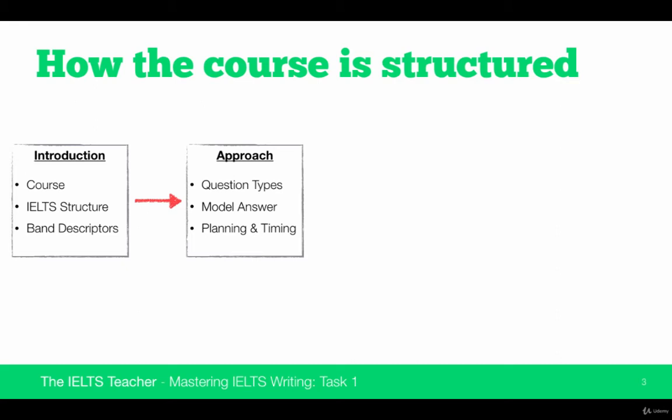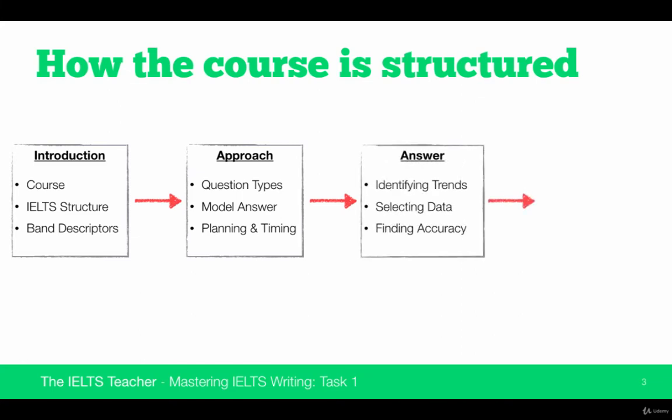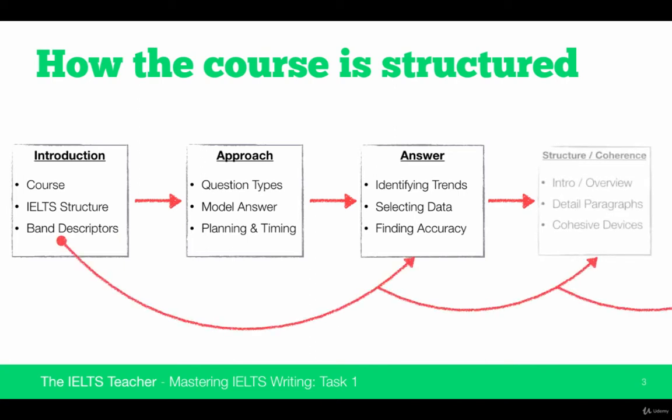We then consider the band descriptors and begin by looking at what's called task achievement. That will become clear later on, but that's basically about the general answer and how well we are responding to the task requirements, how well we're identifying trends, selecting data, covering the task requirements, and finding accuracy in our writing. As mentioned, this is one of the key band descriptors.